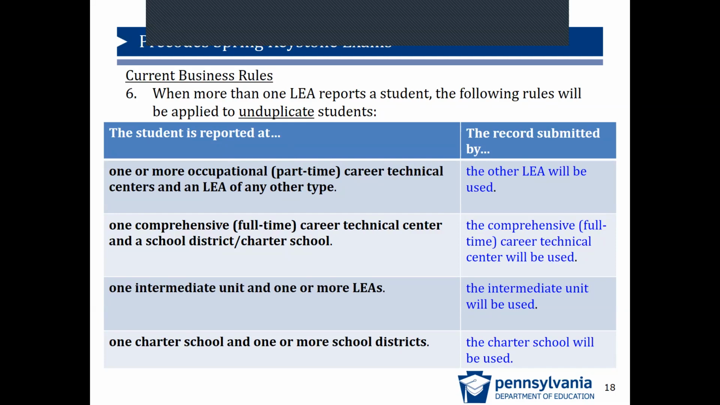If a student is reported by a comprehensive full-time CTC and a school district or charter school, then the comprehensive CTC's record will be used, because it is the comprehensive CTC that is providing the educational services for the subjects assessed. In regard to IUs, if a student is reported by an IU and one or more LEAs, then the records submitted by the IU will be used. In regard to charter schools, if a student is reported by a charter school and one or more school districts, then the records submitted by the charter school will be used.